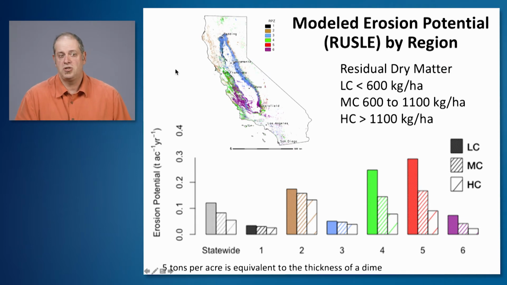The outcome of our modeling showed that erosion, sheet and rill erosion, as modeled by this equation, is relatively low across the state. But it also showed that there are areas where erosion was higher, areas where erosion was much lower, and areas where the difference between high and low cover was greater than other areas. And so what we found is that there's a place-based procedure in understanding erosion in California, and that management techniques need to be place-based to prevent erosion.